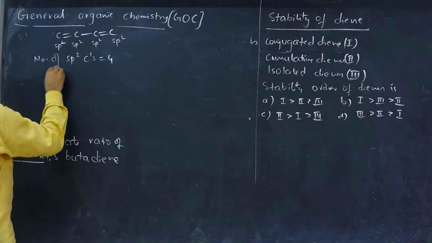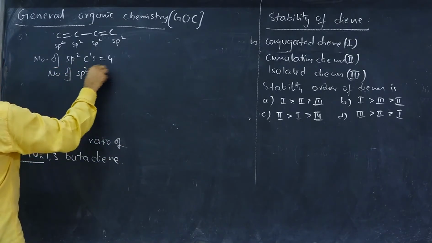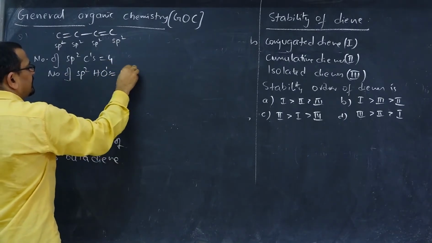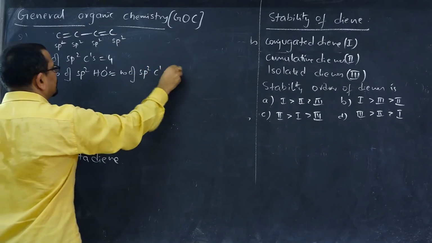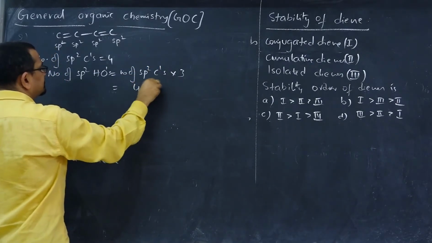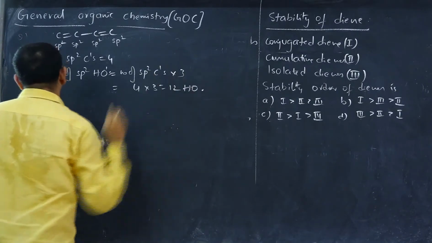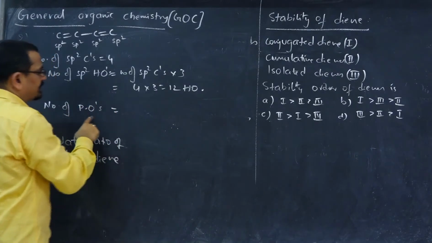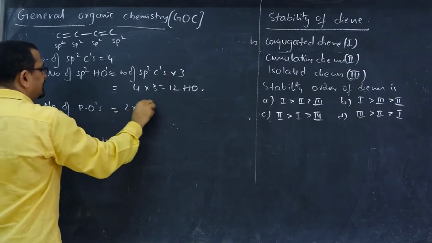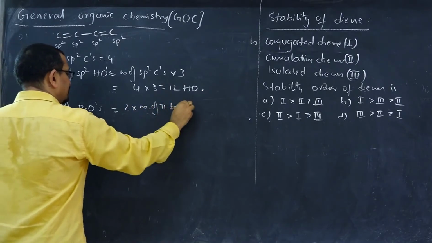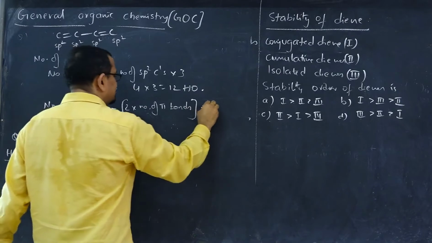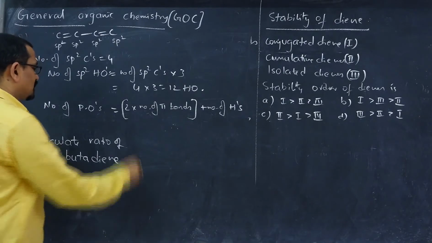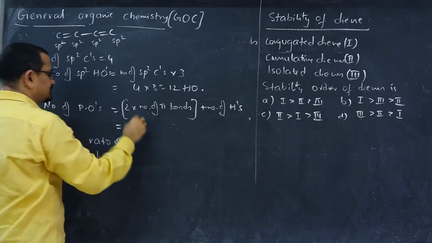Then, the number of sp2 hybrid orbitals. All carbons are in sp2 hybridization only. Number of sp2 hybrid orbitals equals number of sp2 hybridized carbons into 3. So, 4 such carbons into 3, 12 hybrid orbitals. Similarly, the number of pure atomic orbitals can be calculated as twice the number of pi bonds plus the number of hydrogens. How many pi bonds are there in this formula? 2 pi bonds we have.